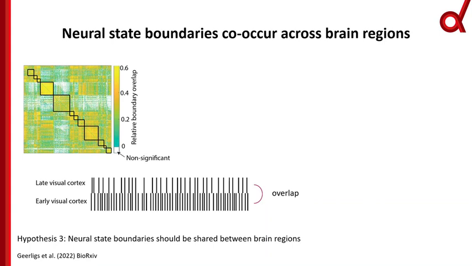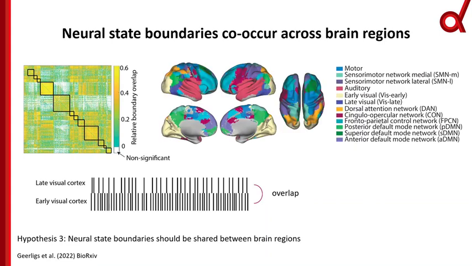And we can group these regions by how much overlap they show. Then we can identify groups of areas that quite closely resemble the functional networks that we're very familiar with from, for example, resting state fMRI.